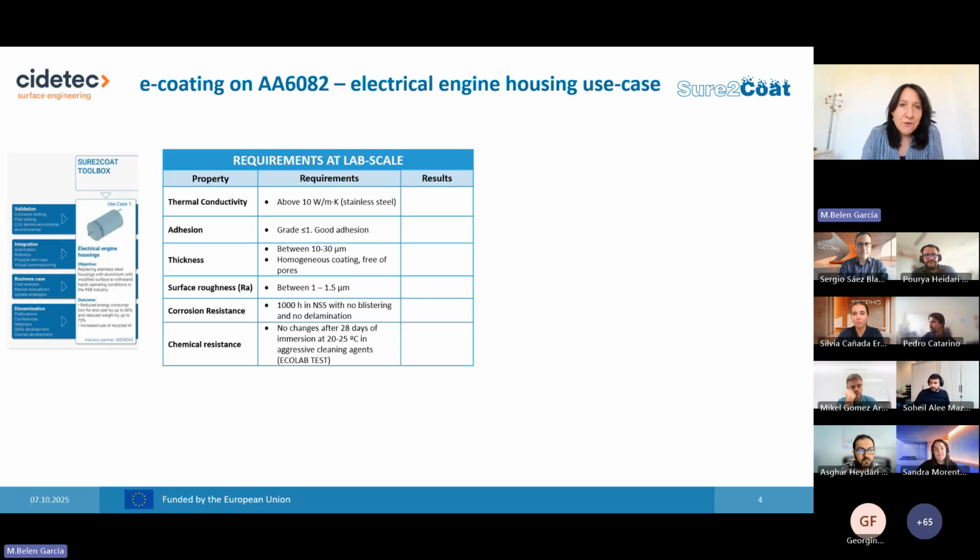So moving now to the first use case that I want to explain you today, which is the electrical engine housing. Our objective with this use case was to replace stainless steel by aluminum with an e-coating to withstand the harsh operating conditions that are used in the food and beverage industry. So in this table, you can see the requirements that we need to fulfill with this use case, such as thermal conductivity, adhesion, thickness, roughness, and corrosion and chemical resistance.